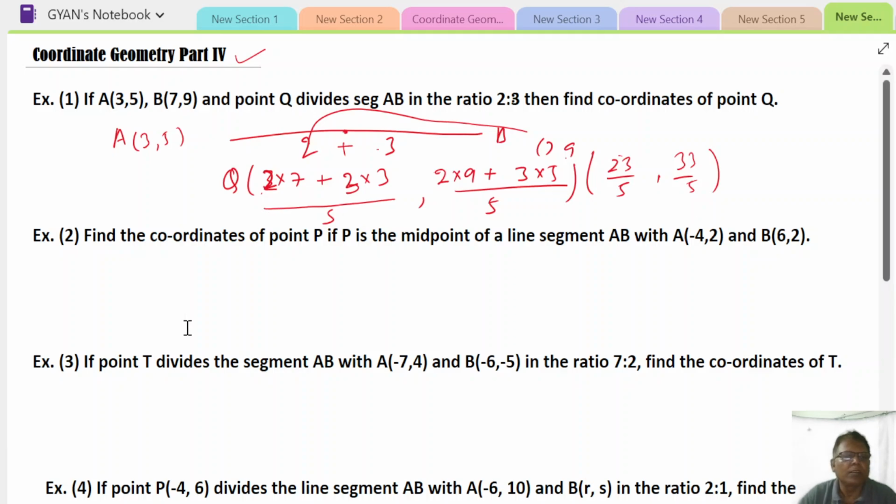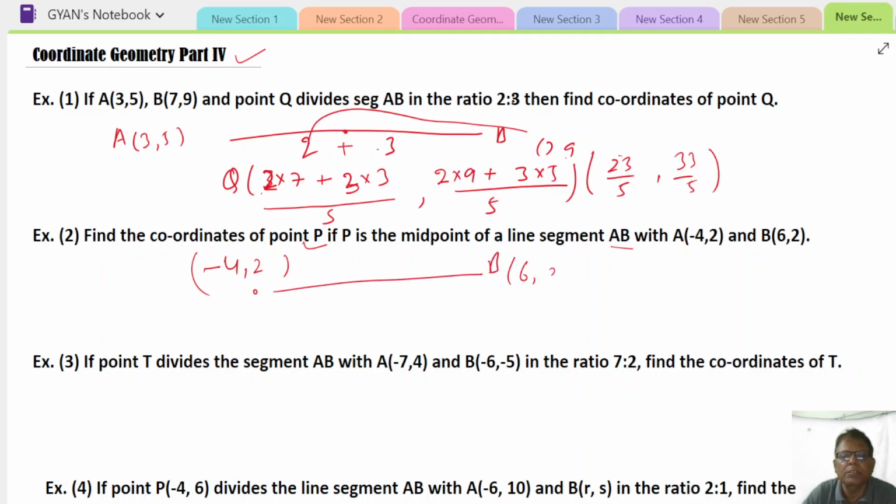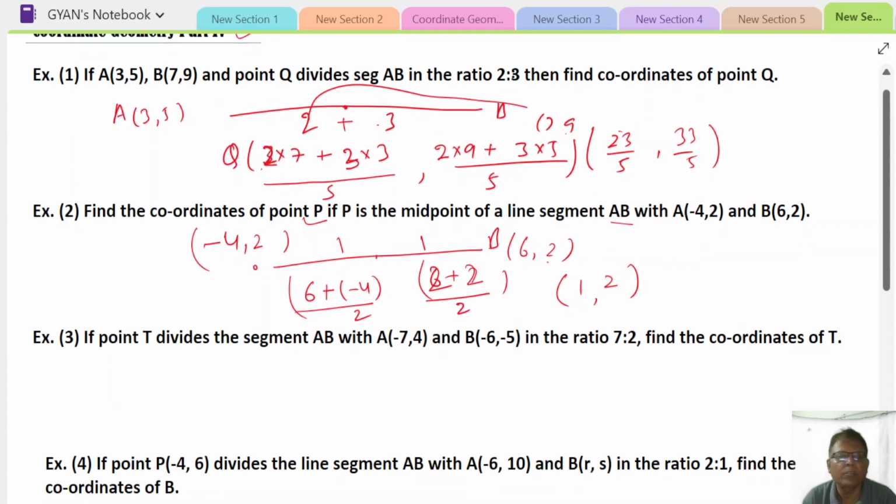Next question. Find the point P if P is the midpoint of the line segment AB. So first point A is (-4, 2) and B is (6, 2). Then the midpoint means ratio 1 is to 1. So (6 plus minus 4) divided by 2, and (2 plus 2) divided by 2. So 6 minus 4 is 2, divided by 2 is 1. And 2 plus 2 is 4, divided by 2 is 2. So here the answer is (1, 2).